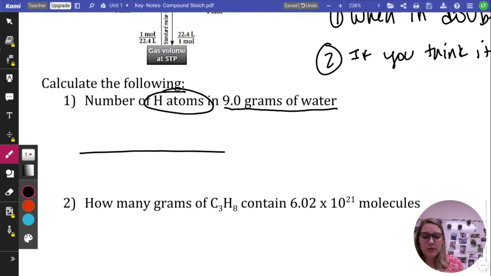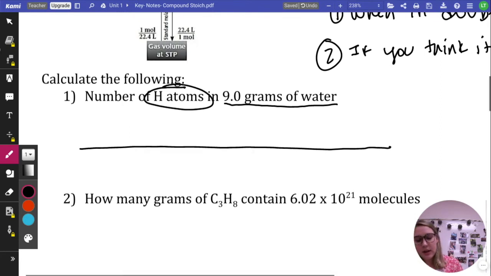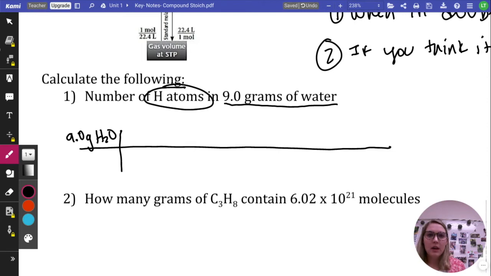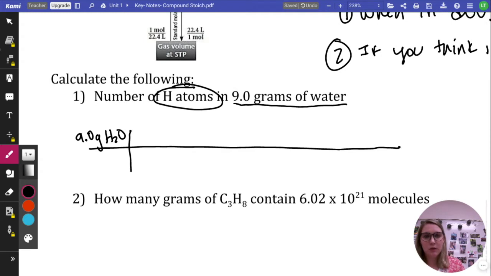Okay, so I'm going to draw my train track. I'm going to draw a pretty big train track because I know this problem has multiple steps. We always start with what's given. In this case, I was given 9.0 grams of water. Water is H2O. I'm going to ask myself the question, is grams of water what I'm looking for? Is that my end goal? No. So if no, drop it low. We don't want grams of water, so we're going to drop our units, grams of water, low.